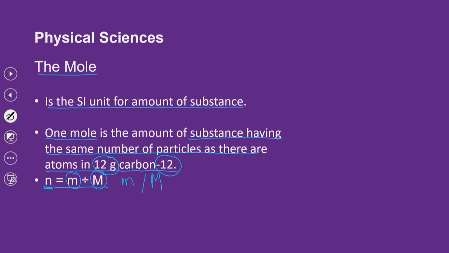So in other words, if we take oxygen, for example, 16 grams of oxygen will be equal to 1 mole. Why? Because we take the given mass, which is 16, divided by the molar mass of oxygen, which is also 16, and that gives us 1. So that says that 1 mole of any amount of substance has the same number of particles as there are atoms in 12 grams of carbon 12.